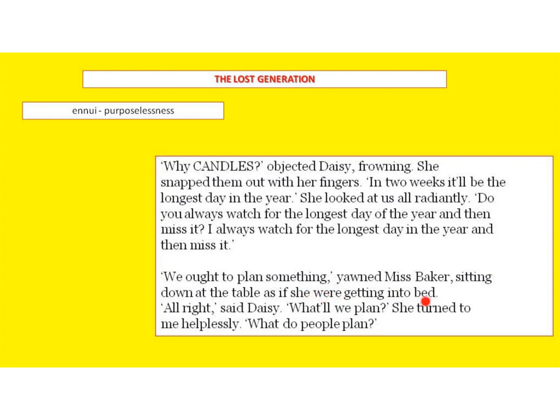and replies to Daisy, "We ought to plan something." And Daisy replies, "All right, what'll we plan?" She turned to me helplessly. "What do people plan?"